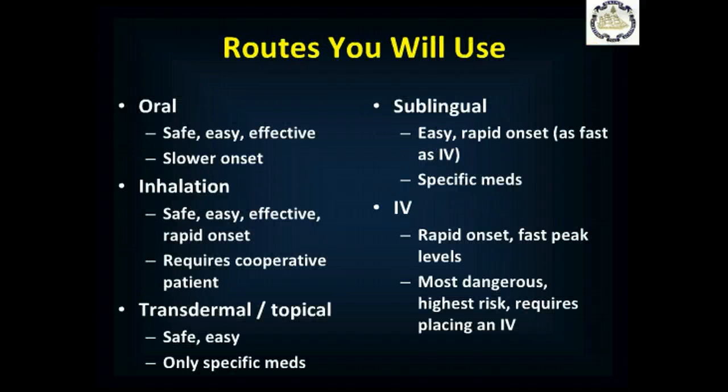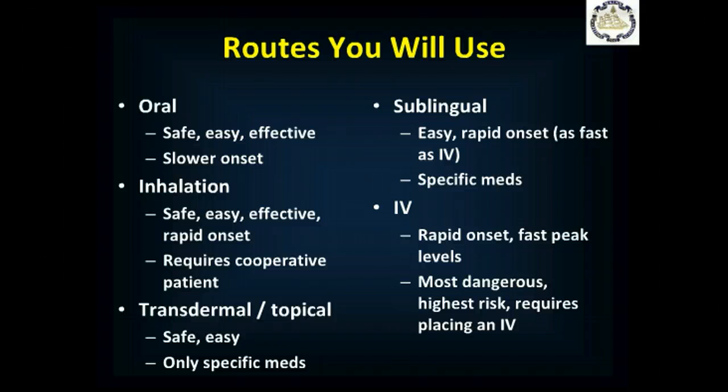So most of the time we give people medications orally. It's safe, it's easy, it's very effective with the medications. The dose is controlled, and patients can give themselves the medications. It's slower onset, but if you don't need it to be acting immediately, this is a good way to do it. Inhalation is safe, easy, and very effective, and people inhale medications into their lungs through nebulizers or other devices. The patient needs to be cooperative with this, but it can be a very effective way of getting a medication into the lungs, particularly one like albuterol, which is really made to help the lungs directly and help people breathe.